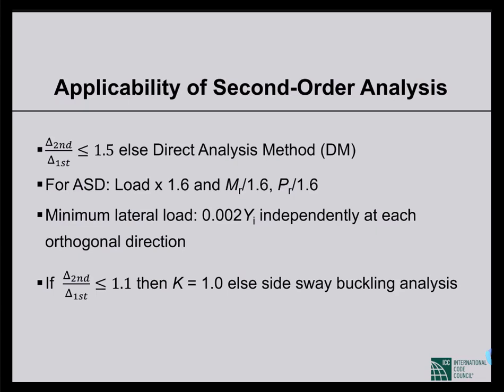Another thing is that we can assume K as 1 if delta second order divided by delta first order is less than 1.1. If it is not so, then we have to go for a sidesway buckling analysis, that is, depending on the end moments, we find out the effective length. There are charts for that, which we have to consider if delta second by delta first is more than 1.1. Otherwise, we can conservatively take K as 1.